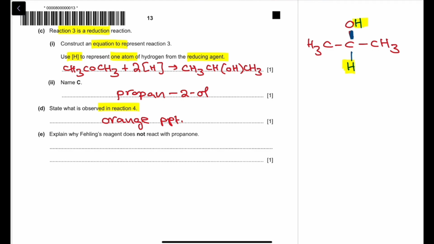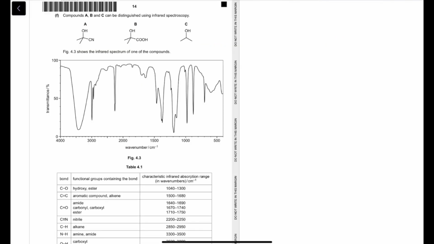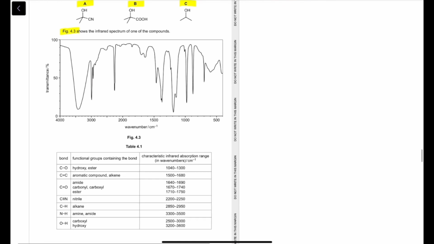Explain why Fehling's reagent does not react with propanone. Now, Fehling's solution is an oxidizing agent, but it cannot oxidize ketones. Therefore, no reaction. And this is because ketones aren't easily oxidized. And the last part, part F, compounds A, B, and C can be distinguished using infrared spectroscopy. Figure 4.3 shows the infrared spectrum of one of these compounds. This is the infrared spectrum right here, and these are the absorption ranges for each functional group.